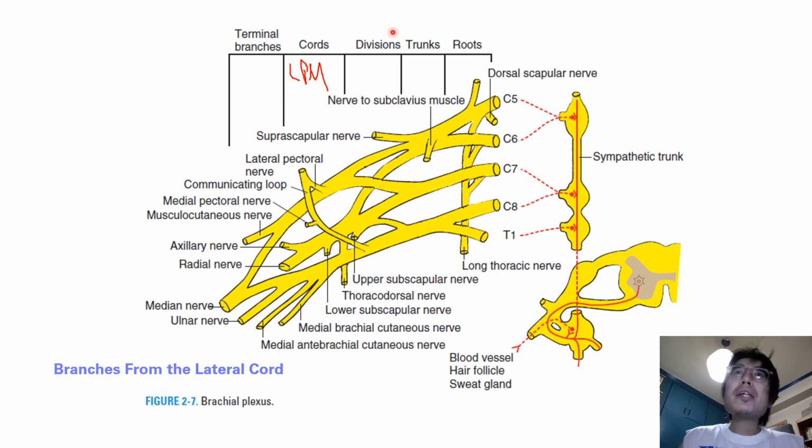Now, the cords, unlike the divisions, do give off several branches this time. For example, the lateral pectoral nerve, as shown here, emanates from the lateral cord, specifically C5 to C7. The lateral pectoral nerve innervates the pectoralis major muscle and also supplies the pectoralis minor using a nerve loop.